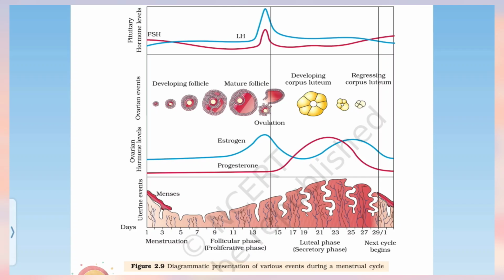After ovulation, the ruptured follicle transforms into the corpus luteum. The corpus luteum secretes progesterone, which maintains and thickens the endometrium, and this prepares the uterus for possible implantation. And if fertilization doesn't take place, the corpus luteum degenerates. As progesterone and estrogen levels fall, the endometrium breaks down. This leads to menstruation and a new cycle begins. This diagram beautifully links ovarian events, uterine changes, and hormonal function into one coordinated cycle.